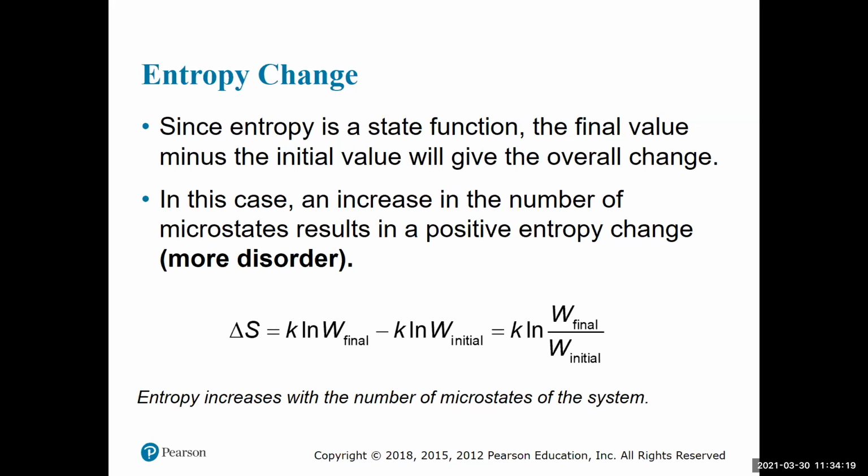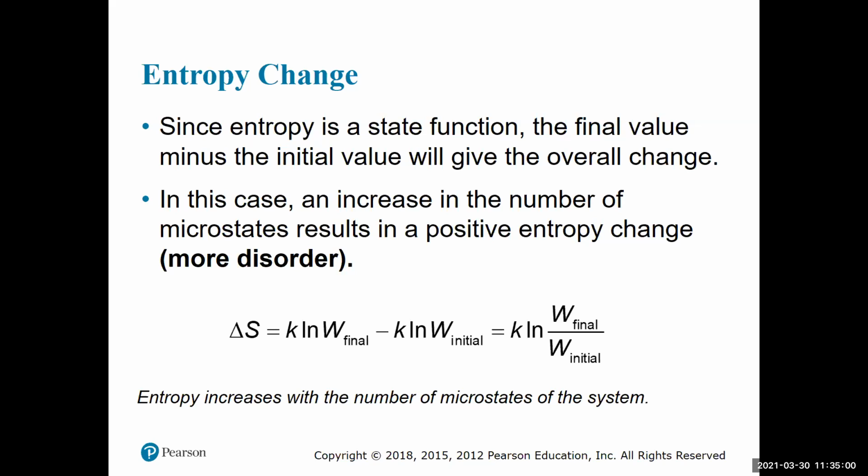And so we could rewrite that delta S expression: delta S equals k times the natural log of the number of microstates in the final, minus that same expression times the natural log of the number of microstates in the initial. We can rearrange that a little bit and just get delta S equals that Boltzmann constant times the natural log of final over initial in terms of number of microstates. The key takeaway on this is entropy increases with the number of microstates in the system.